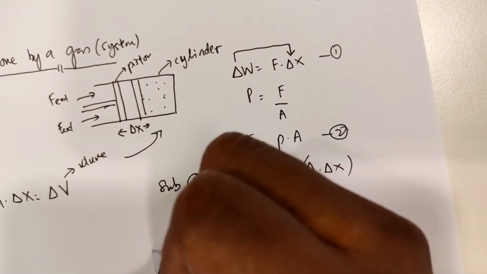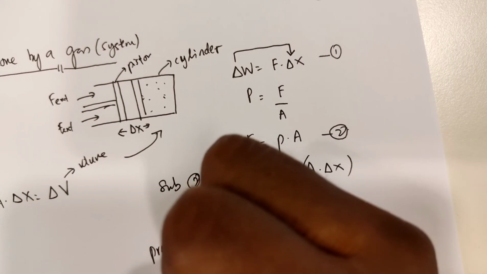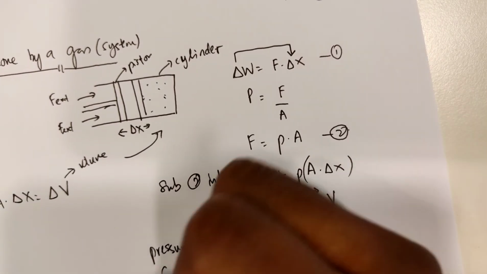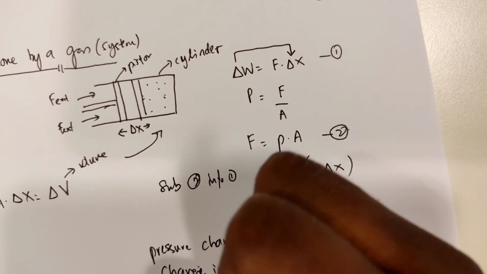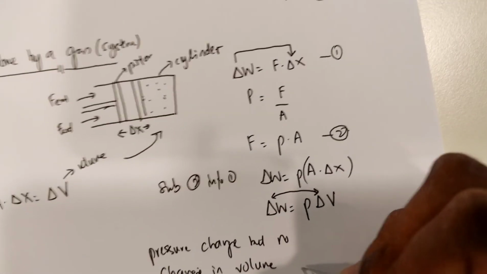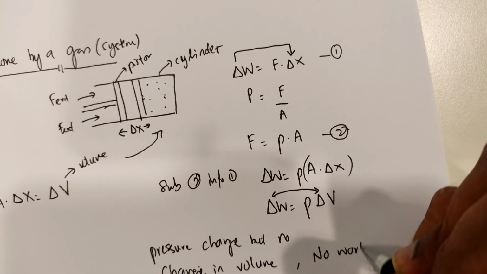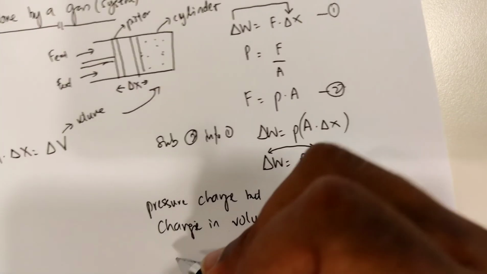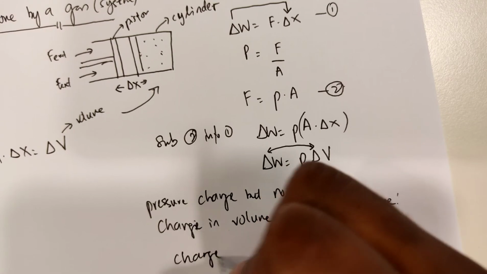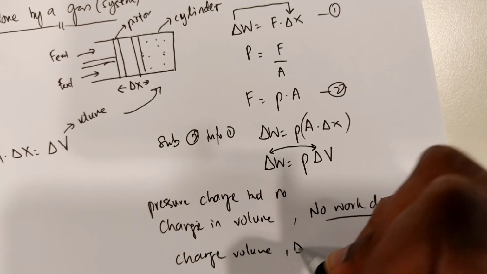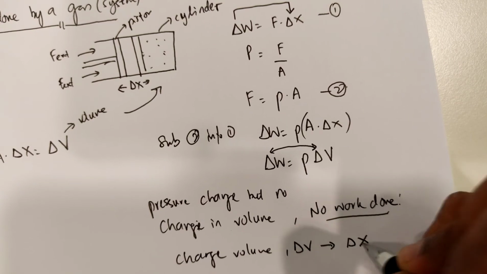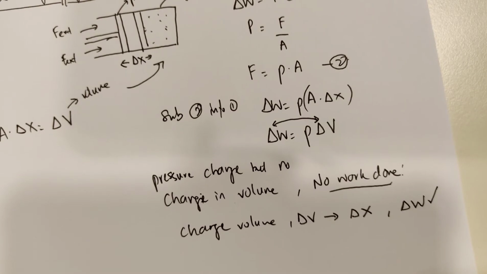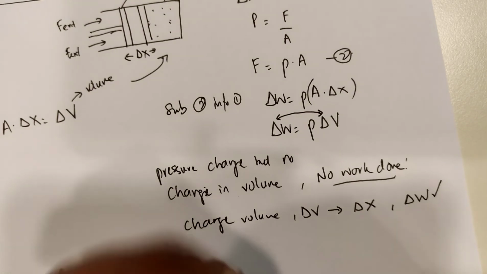But if the pressure changes but there is no change in volume, there is no work done, because a change in volume, delta V, means there is a displacement, so there is work done. Otherwise there is no work done. Simple as that. That is number one.